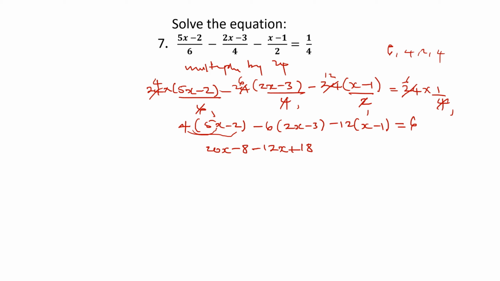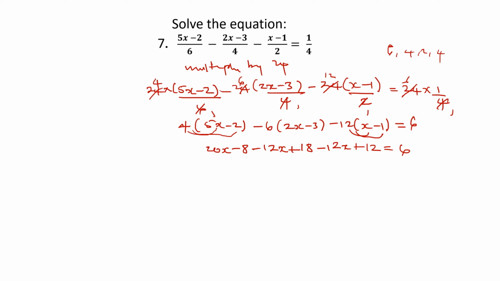We go again. Minus 12 multiplied by x and minus 12 multiplied by 1. Minus 12 multiplied by x is minus 12x. Minus 12 multiplied by minus 1: minus times minus is plus. 12 times 1 is 12. It's equals 6. We collect like terms.